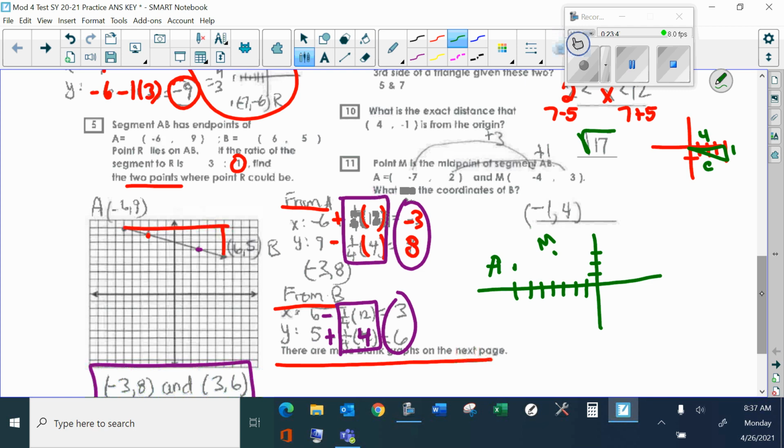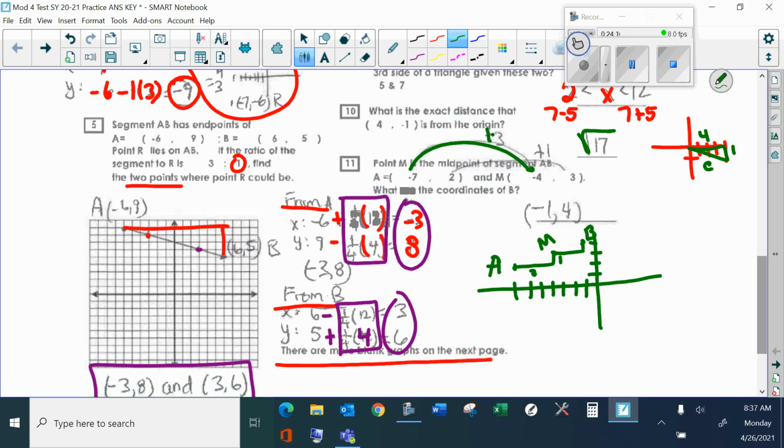-7, I went 3: 1, 2, 3, and up 1. Right 3, up 1. So I go right 3, up 1 again. And there is B. And what is that point? -1, 4.